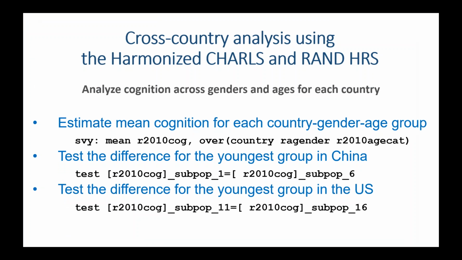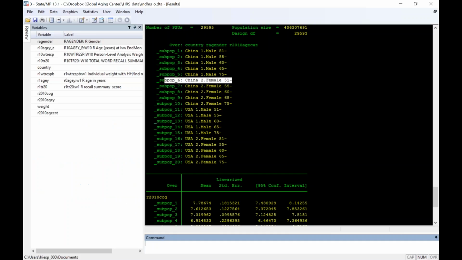So to do that, we can test the difference for the youngest group in China by comparing subpop 1 and subpop 6. We can do a Wald test to see if those estimates are different. And then we're going to test that difference for the youngest group in the US, again using a Wald test, and it's subpopulation 11 and subpopulation 16.